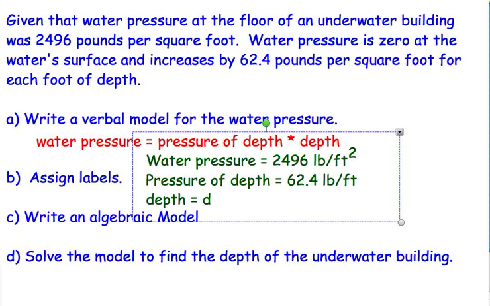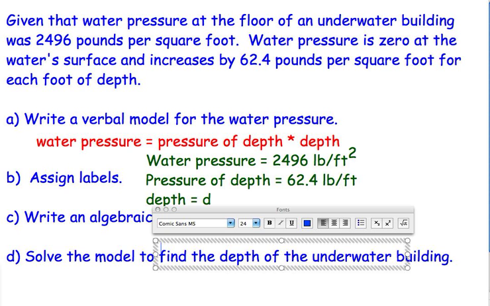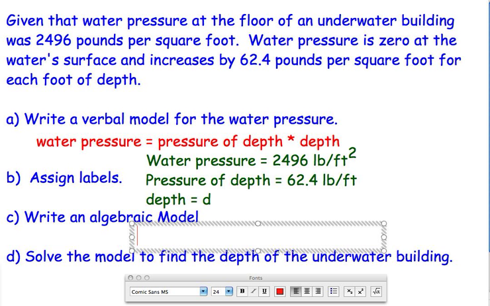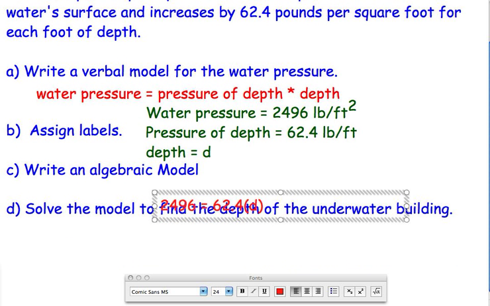It just seems to be a little better font today than what we had in the past. And I'm going to change the color to red, so it's just a little easier to see the difference between the answer and what we've been doing. So we take the verbal model that we had, water pressure equals pressure of depth times depth, and we just substitute in the numeric amount for the water pressure equals the numeric amount of the pressure of depth, and we're solving for D.